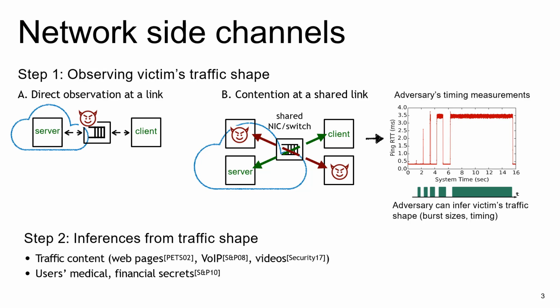Alternatively, an adversary can rent a cheap unprivileged virtual machine, co-locate itself with the application virtual machine in the cloud, and then generate cross traffic that would induce contention with the application's traffic at a shared network link, which could be the NIC of the physical server or even a top of the rack switch. Based on the variations observed in its own traffic due to contention from the application traffic, an adversary can indirectly infer the shape of the application's traffic.